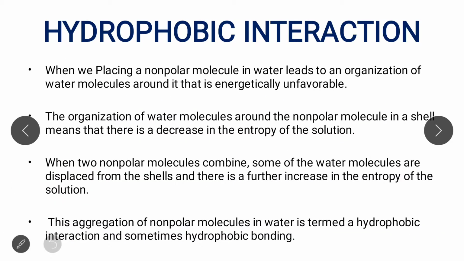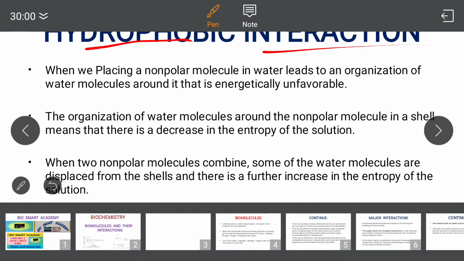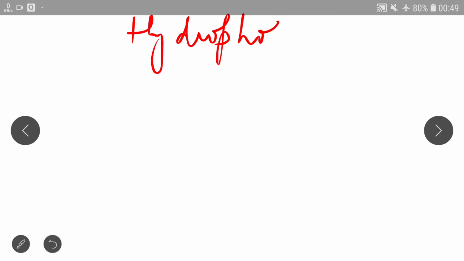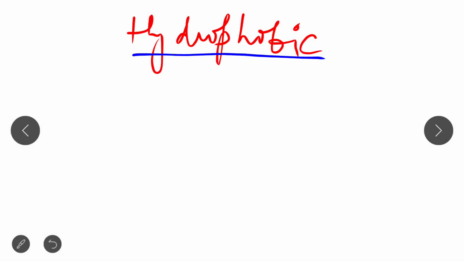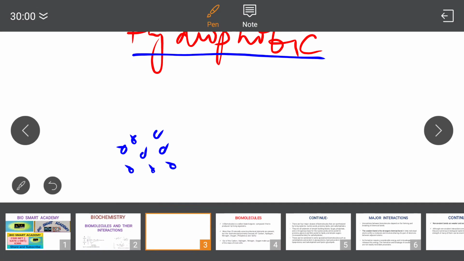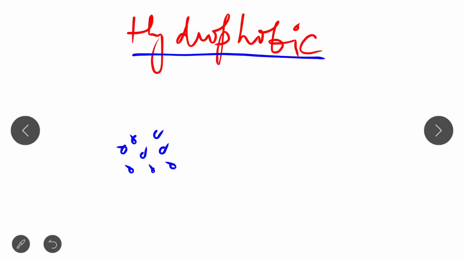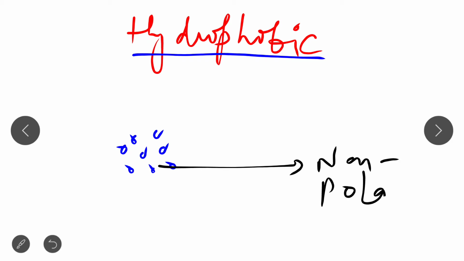Now the last type of interaction is the hydrophobic interaction. First of all, I want to provide you a concept about the hydrophobic interaction, then you get a clear idea about it. See, suppose these are some molecules, and these molecules are basically non-polar molecules. So when we put these molecules around a water surface, this is the water molecule.